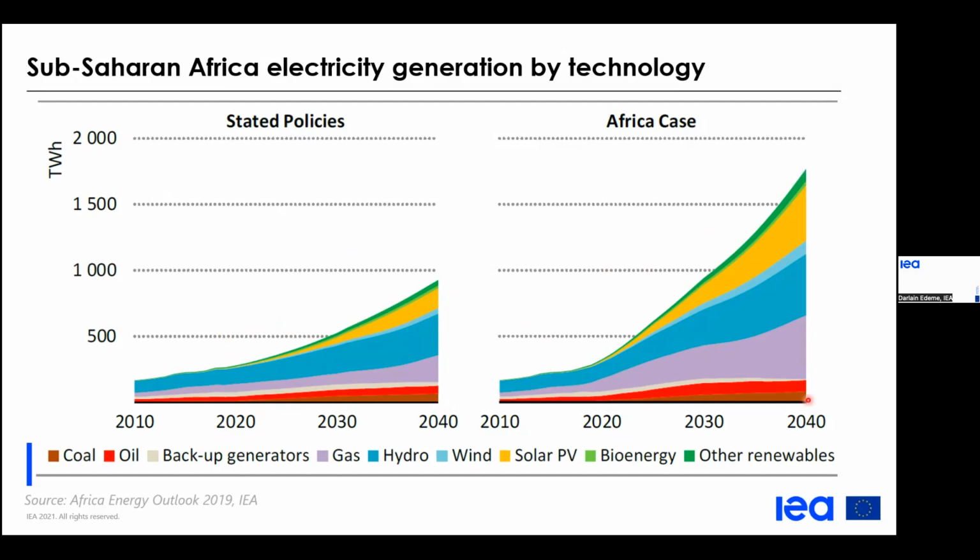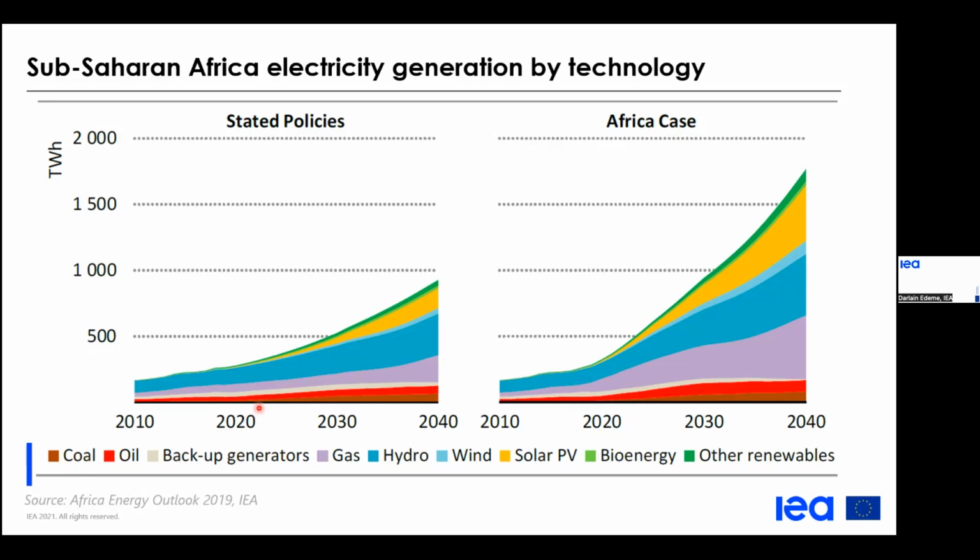which is expected, for example, in 2040 in the Africa case, to reach approximately 750 terawatt hours. So you can see really the difference, and you can see how different technologies play different roles. You can see, for example, how oil and gas, so fossil fuel-based generation, is decreasing a bit if we exclude gas, which is on the other side replacing a bit of what was previously produced by coal and oil.